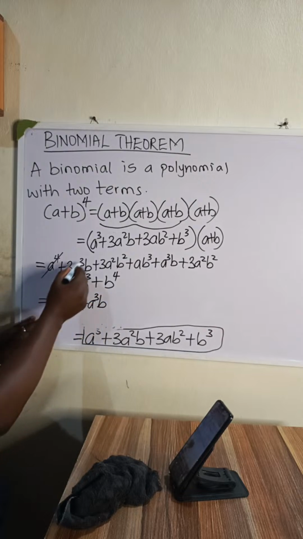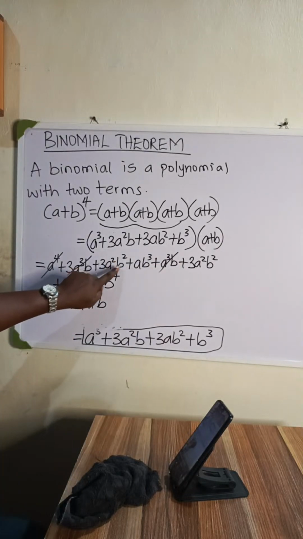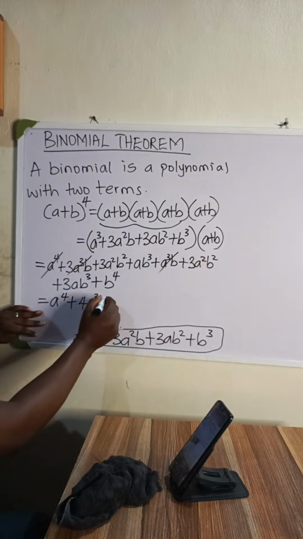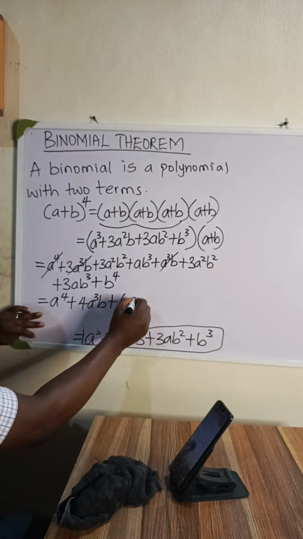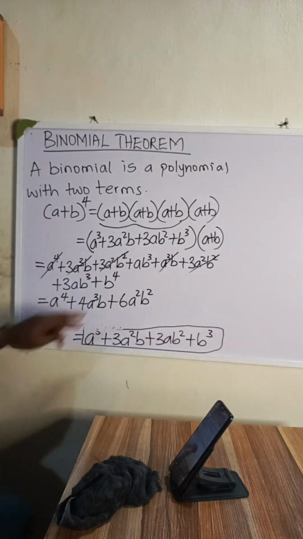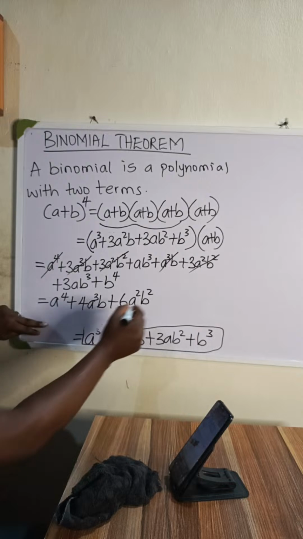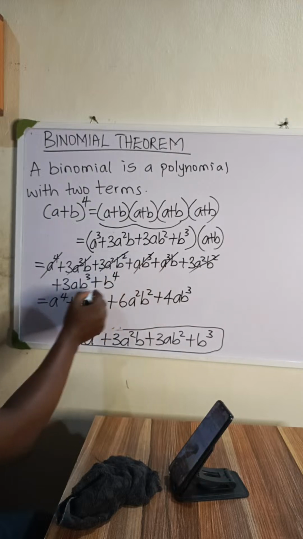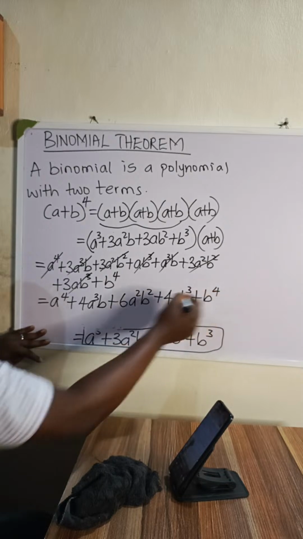So we've written this down. Here we have 3a squared b squared. Here we have 3a squared b squared. So 3 plus 3 gives us 6. So we have 6a squared b squared. So we've written this down. Here we have ab cubed. Here we have 3ab cubed. So this will give us plus 4ab cubed. So we've written this down. And what is left is b to the power of 4.